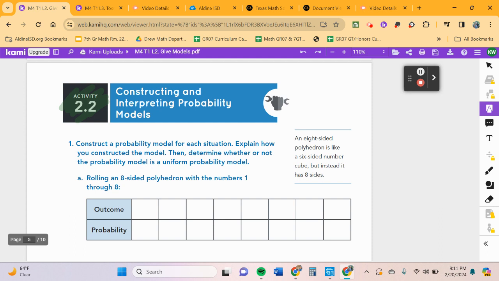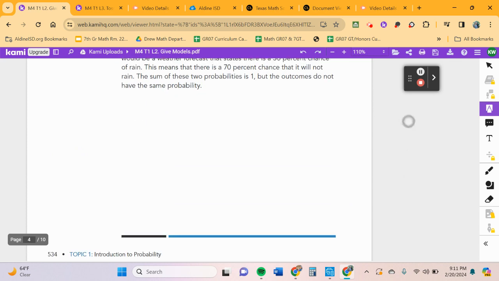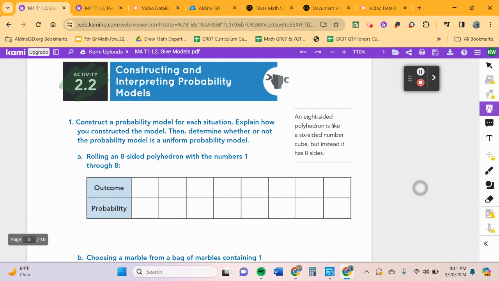Then determine whether or not the probability model is a uniform probability model. Remember that vocabulary word is on the previous page. Uniform probability model. So part A, it says rolling an 8-sided polyhedron with the numbers 1 through 8. Now, if you don't know what a polyhedron is and you've never seen one, this kind of gives you a hint off to the side right here.